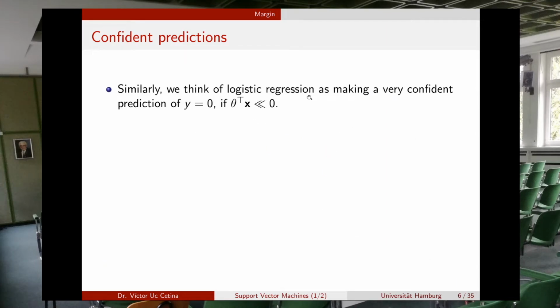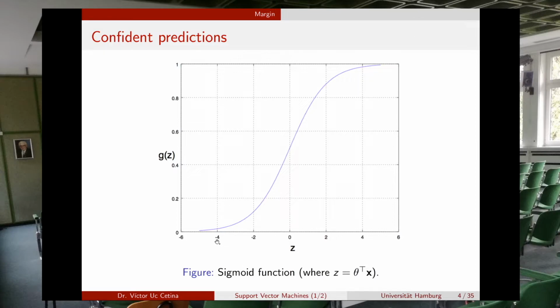Similarly, we think of logistic regression as making a very confident prediction of y equals 0, so a negative example, if the dot product is significantly smaller than 0. Okay, so again, let me go back. What we're saying here is in the left side, if this product here, this z, is a very large negative number, so we're talking about a number that is more to the left side, then we are more confident that that example is a negative example, so with label 0.